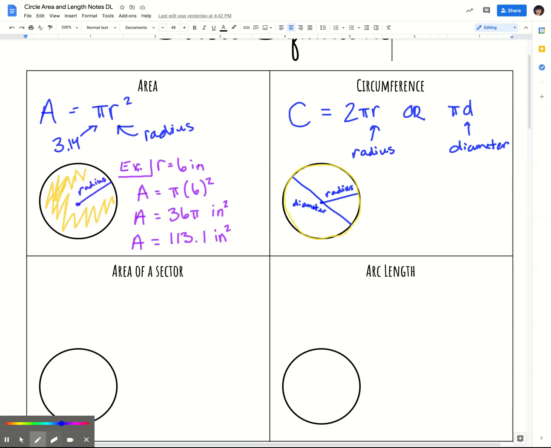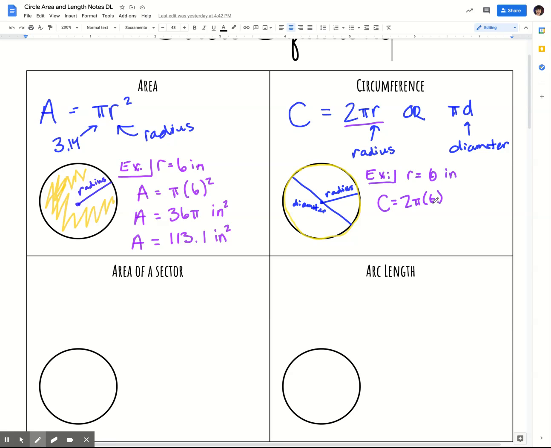Okay, so I'm going to do an example for you here. Again, we're going with our example of my radius is 6 inches. So let's say radius is 6 inches. Since I have the radius, I'm going to choose this equation. So my circumference is 2 pi times 6.